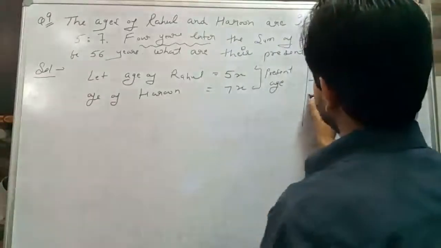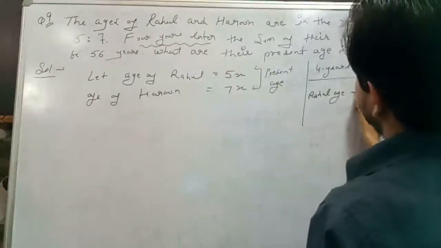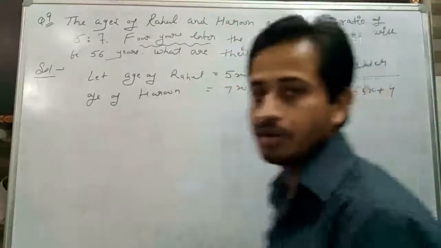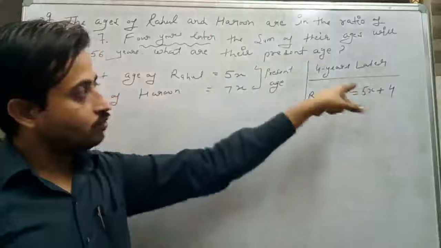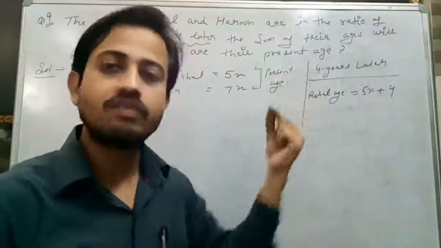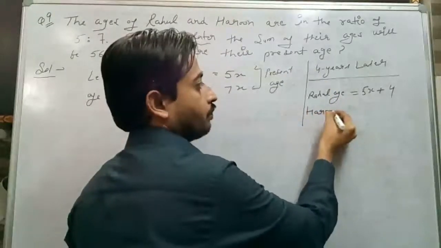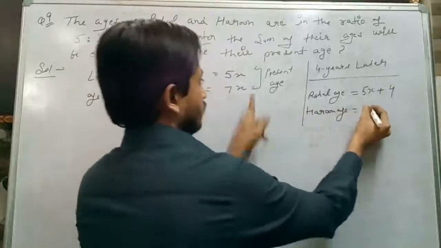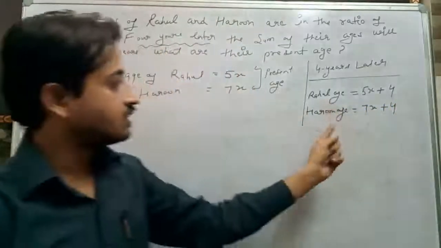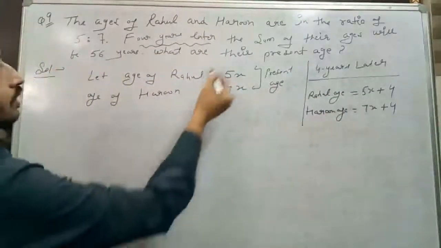Rahul's age is 5x plus 4, because 25 plus 4 is 29. So we have to do the same. 5x is the present age, then after 4 years 5x plus 4. Harun's current age is 7x, then 4 years later 7x plus 4. Now read the next part of the statement, what it says.